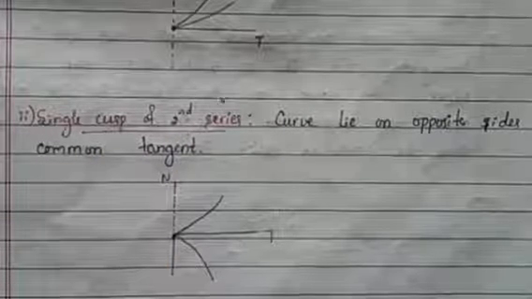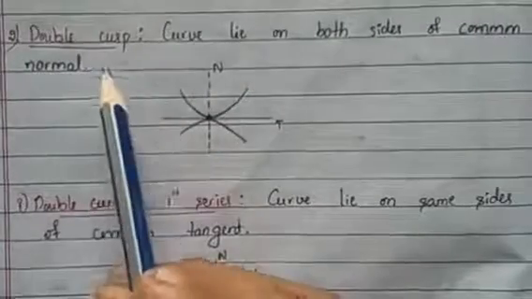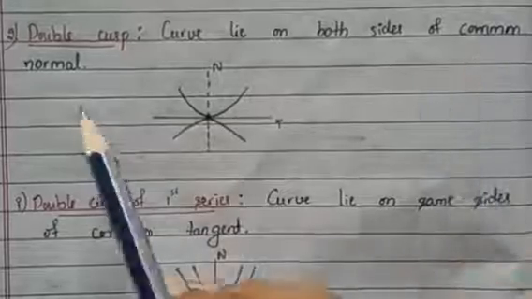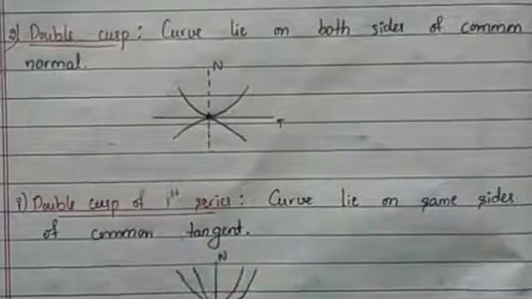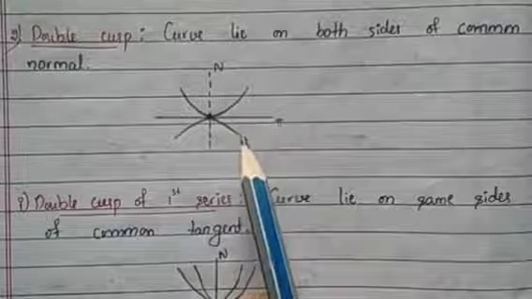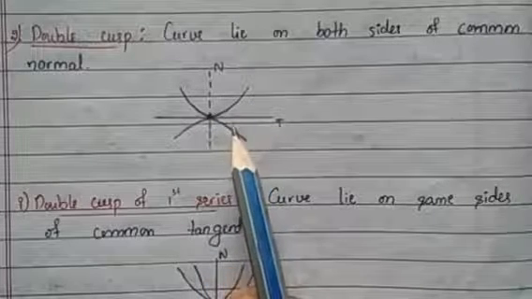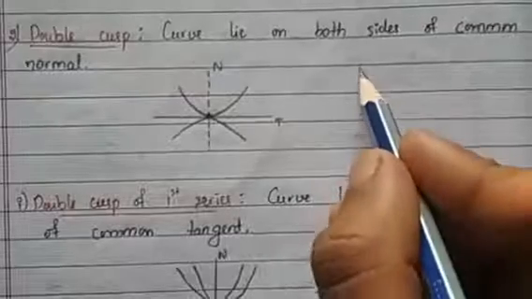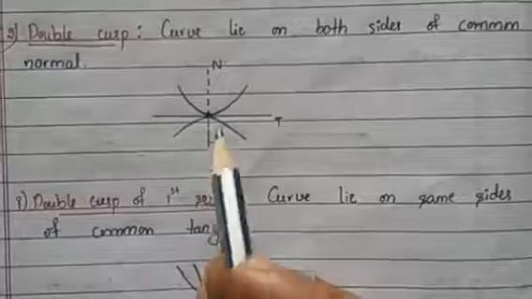Okay. Next one is the double cusp. Double cusp means the curve lies on both sides of the common normal. Look here, this one is a curve, this one is another curve. The two curves are on both sides of the common normal. In the single cusp, only one side of the common normal can be seen. In the double cusp, we see both sides of the common normal. So we say it has a double cusp.